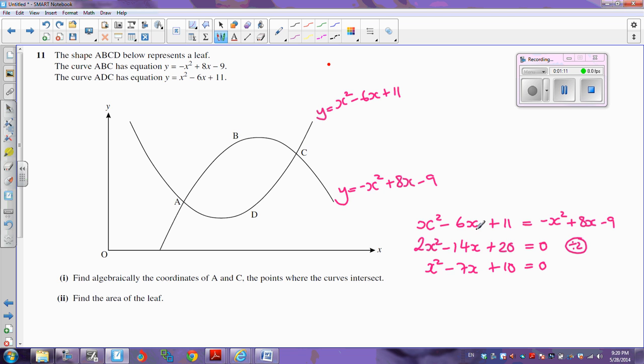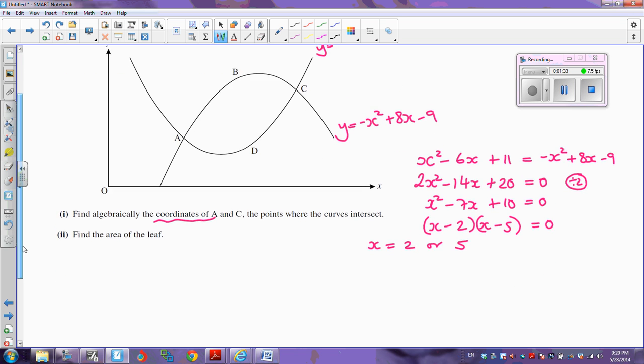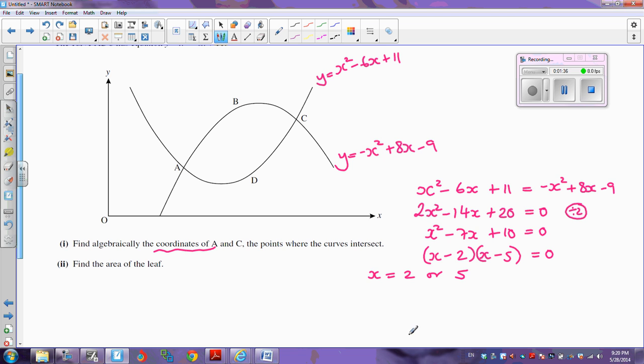Always divide through by a common factor if there is one, and then I can see that that easily factorises. I've got an x and an x, two numbers that multiply together to make 10, add up to minus 7, well it's minus 2 and minus 5, so x is equal to 2 or 5. Now we're asked to find the coordinates, so I'm going to choose either equation, doesn't really matter, probably the one with a positive x squared.